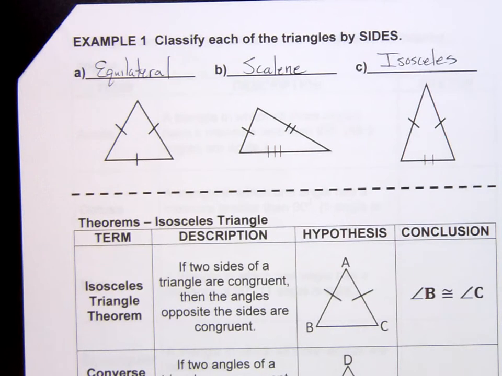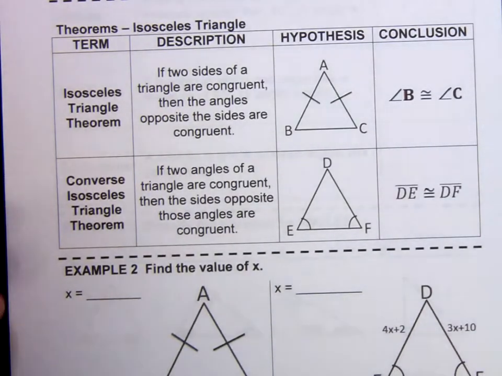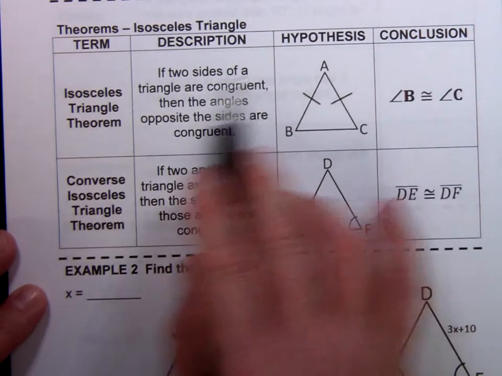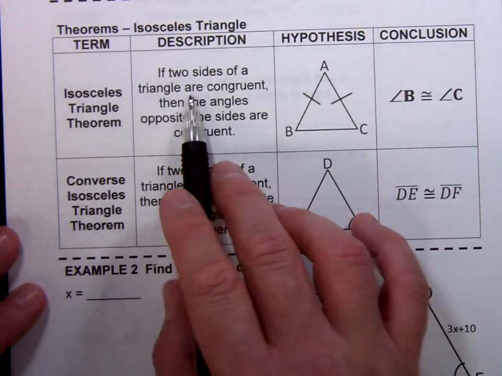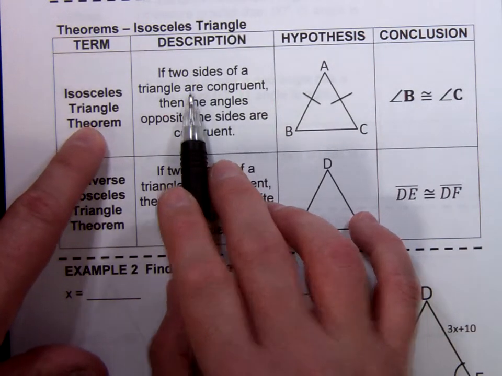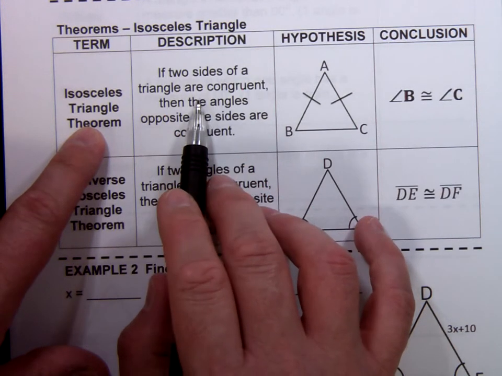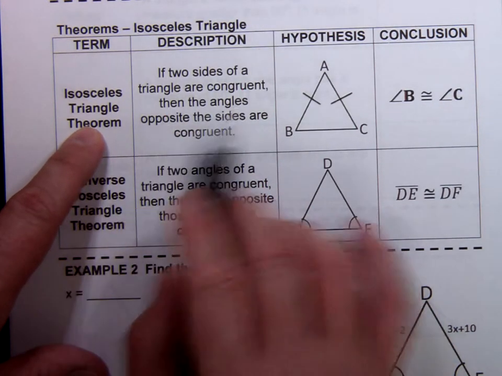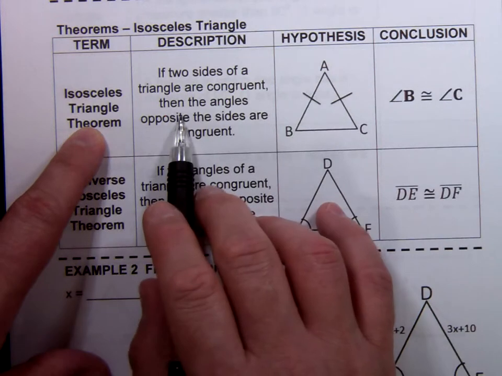Alright, now that we know how to classify triangles by sides, let's talk about a couple of theorems here. We got the isosceles triangle theorem. It says if two sides of a triangle are congruent, then the angles opposite the sides are congruent. The reason it's called the isosceles triangle theorem is because two sides of the triangle are going to be congruent. So this only occurs in isosceles triangles. Actually, it can occur in equilateral triangles as well, but to a different degree. We'll talk about that later.